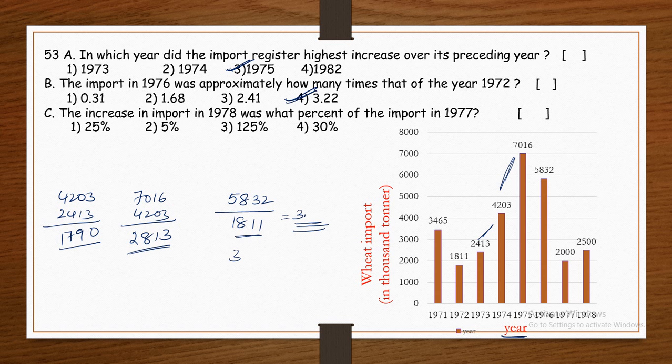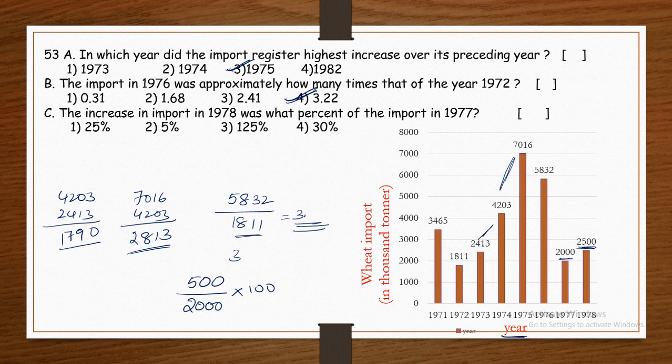Next, the increase in import in 1978 was what percent of import in 1977? So he is talking about 78 and 77. What is the increase? From 2000 to 2500. So what is the increase? The increase is 500 divided by the original one, which is 2000, into 100.